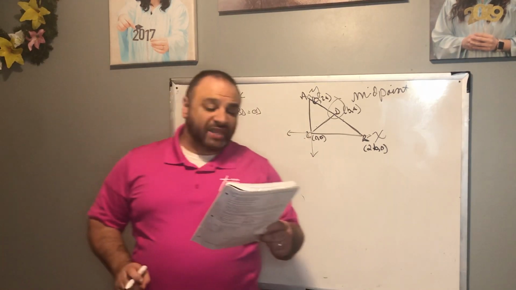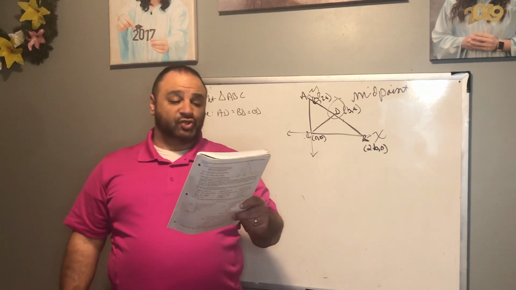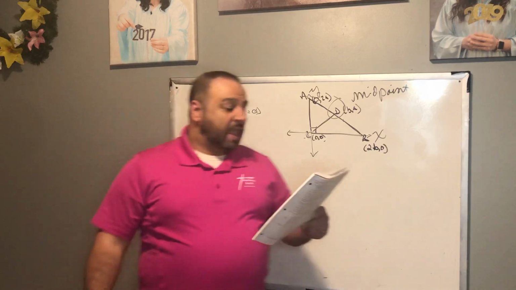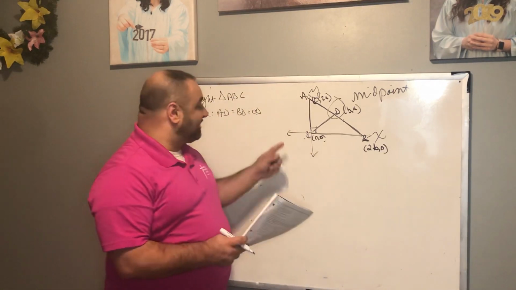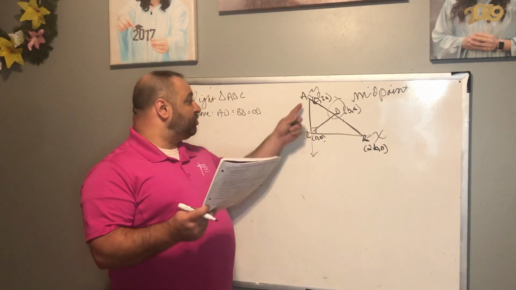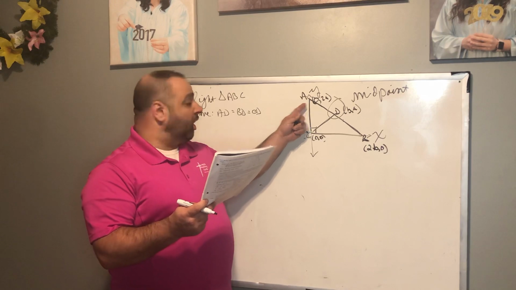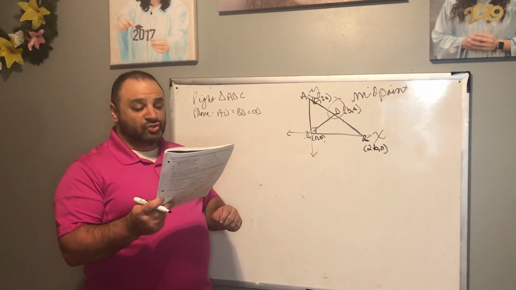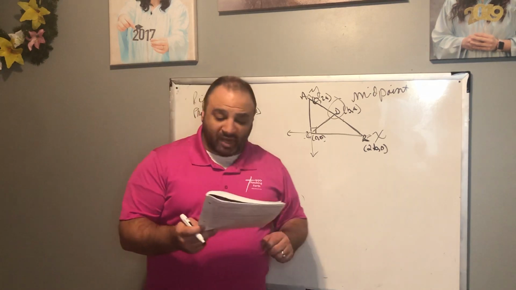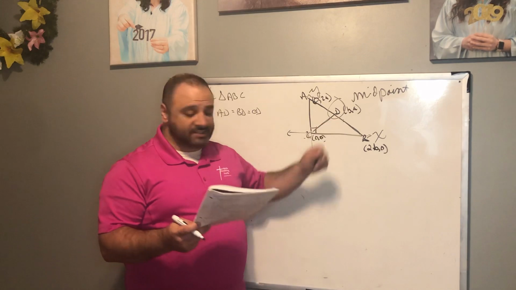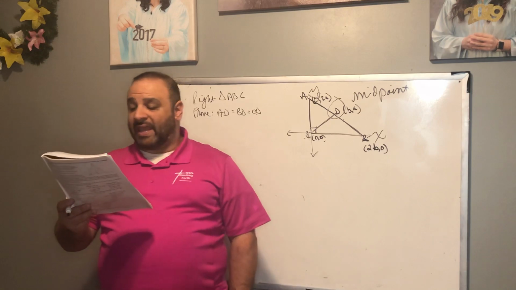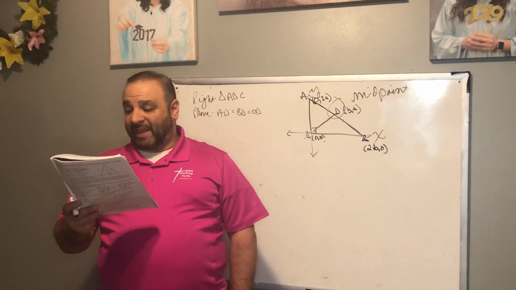Number 1, we have placed right triangle ACB in the coordinate plane so that the right angle is at the origin. There's our right angle at the origin, and the two legs are along the x-axis and the y-axis. The coordinates of A are 0, 2a. The coordinates of B are 2b, 0. And we use 2a and 2b to avoid fractions in math. Since we are working with the midpoint of the hypotenuse, we will now use the midpoint formula to find the coordinates of D, the midpoint of AB.